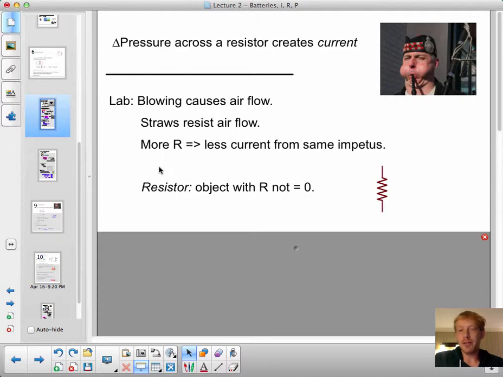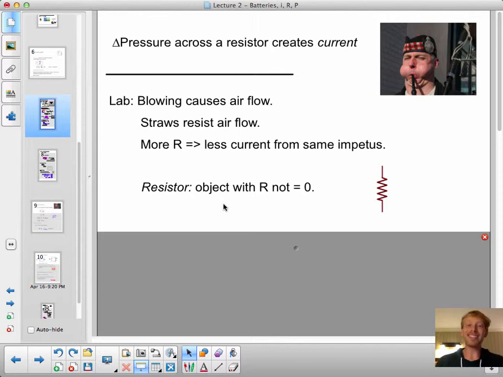when you put a difference in pressure across a resistor, I'm going to talk about what a resistor is in just a second, you create a current. The straws were an example of a resistor to the flow of air current. When you put the difference in air pressure created by your lungs across the straw, the resistor, it created an air current through the straw. You found that that was true in the lab. Straws resist airflow. They are resistors.